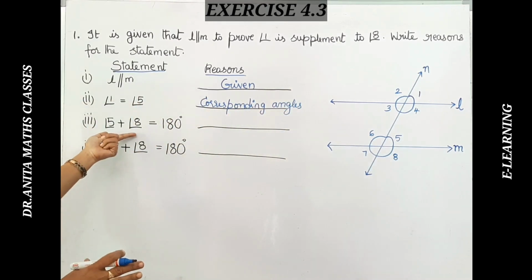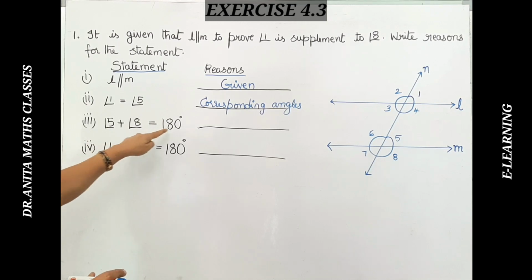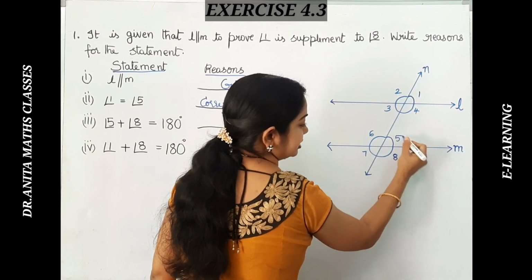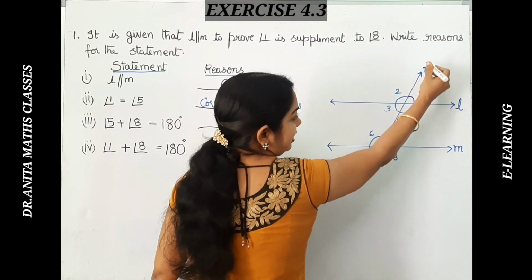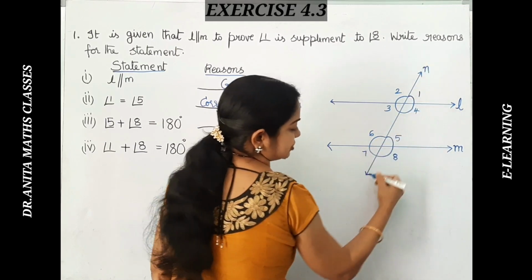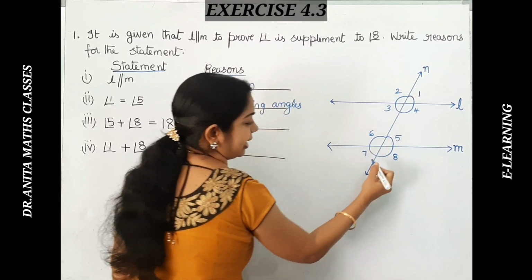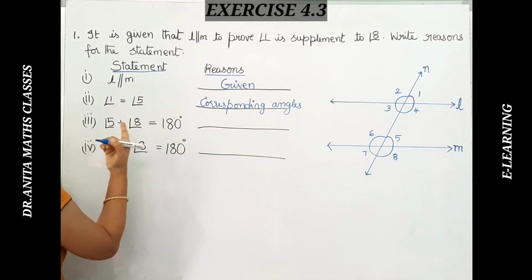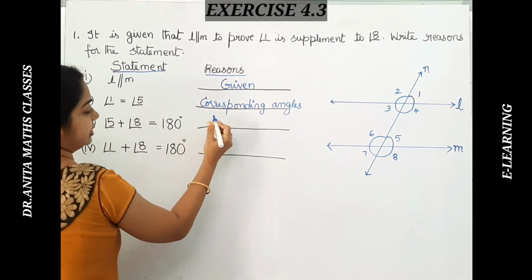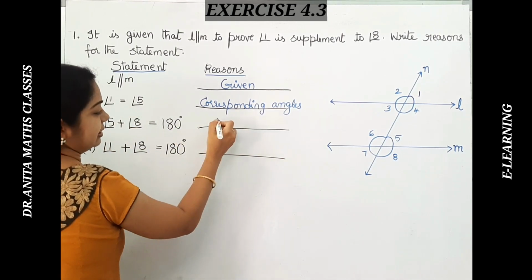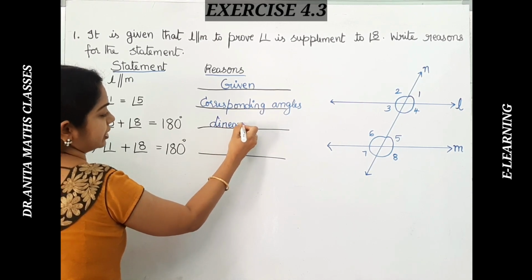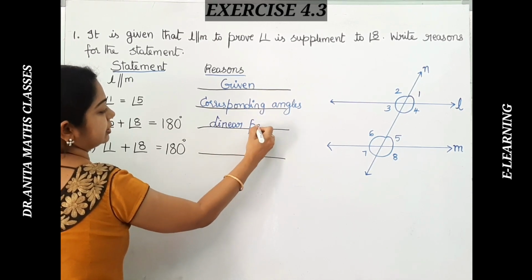And next, the third, angle 5 plus angle 8 equal to 180. Here angle 5 plus angle 8 is equal to 180 since N is a transversal, it is a straight line. On a straight line, the angle is 180 degrees. So we can also write it as a linear pair, or angle on a straight line is 180 degrees. Linear pair.